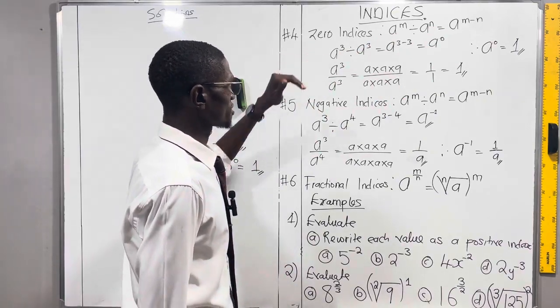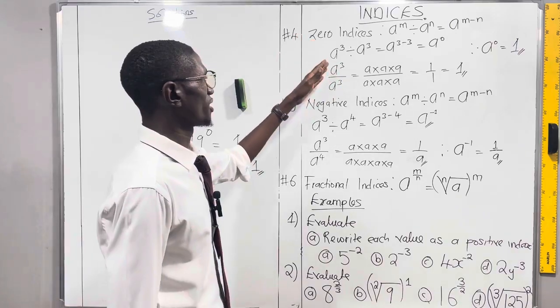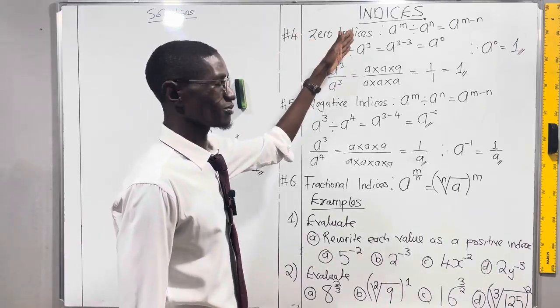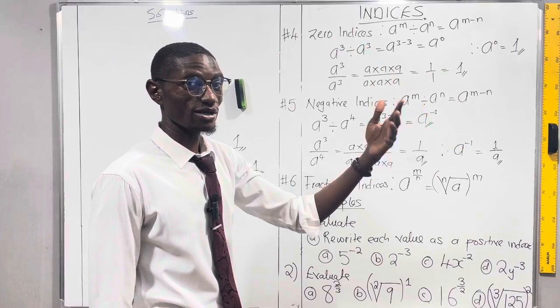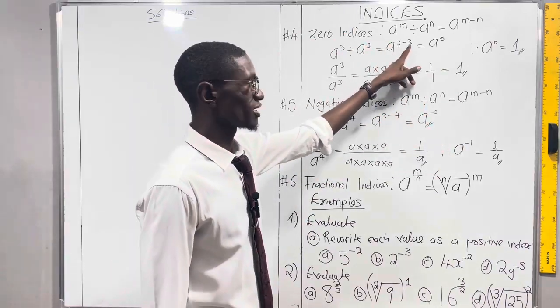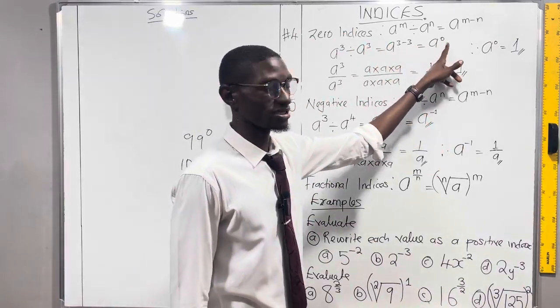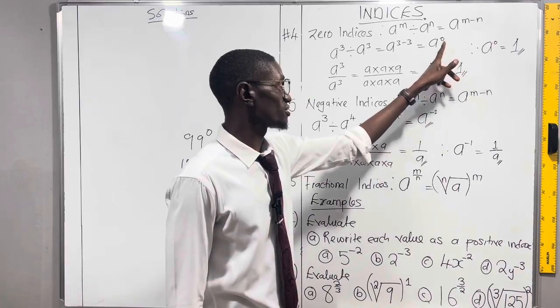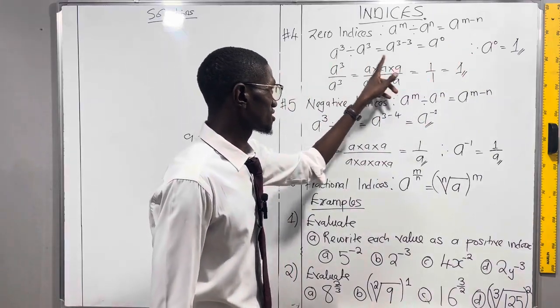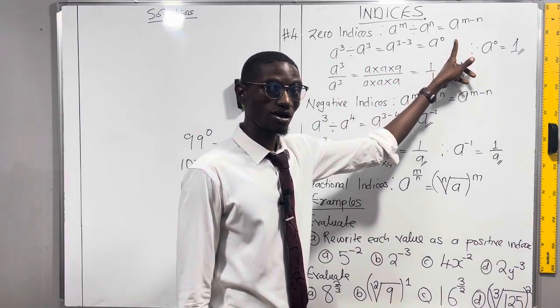We now come to this example here. Let's say we have this question, a to the power 3 divided by a to the power 3. Since when we are dividing, we subtract the powers, meaning we're going to say 3 minus 3. What does it give us? It gives us a 0. So this divided by this is going to give us a to the power of 0.